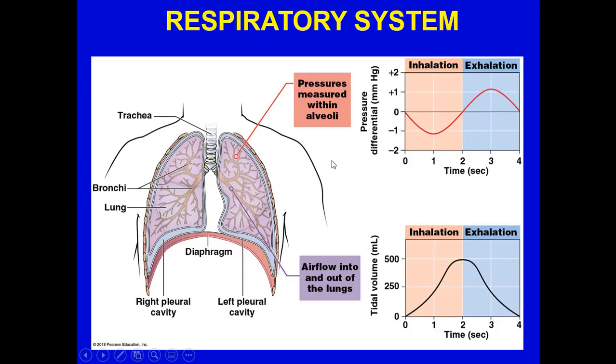Now, you'll notice the pressures are measured within the alveoli, and you have the pressure differential. So when I have an inhalation, I have a drop in the pressure, thereby I'm going to have air coming in. Then I have exhalation as I relax and allow the thoracic cavity to recoil back, the diaphragm to relax. You have a reduction in the thoracic cavity volume, and so the pressure is going to get greater, and I'm going to have the air leave, and that's the exhalation.